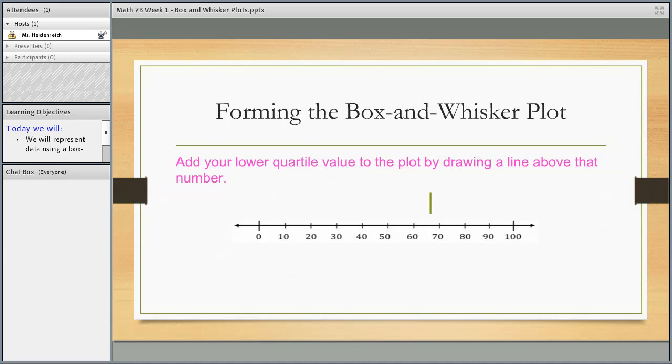All right, and then we're going to draw a line over 52 because that's where our lower quartile was. Sometimes in a course it might call this the quartile 1 or Q1. It means the same thing as lower quartile.